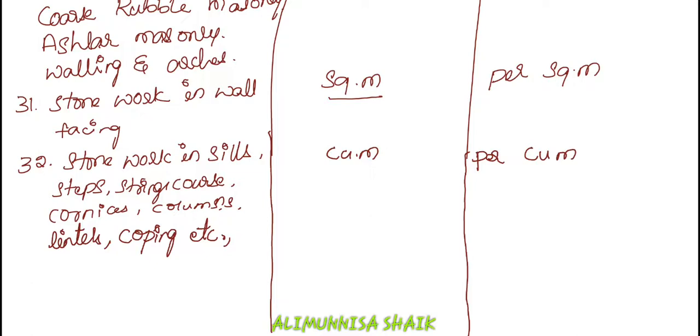When it comes to mode of measurement, the type of dressing shall be described and measured in square meters as extra over. Whatever type of dressing we are going to use, that shall be described and measured in square meters as extra over. Extra over is nothing but it should be considered as extra work. It should not be included in the normal working process. So that is about the mode of measurement for your stonework in sills, steps, string courses, cornices, columns, lintels, copings, etc. Now, let us go to the next one.